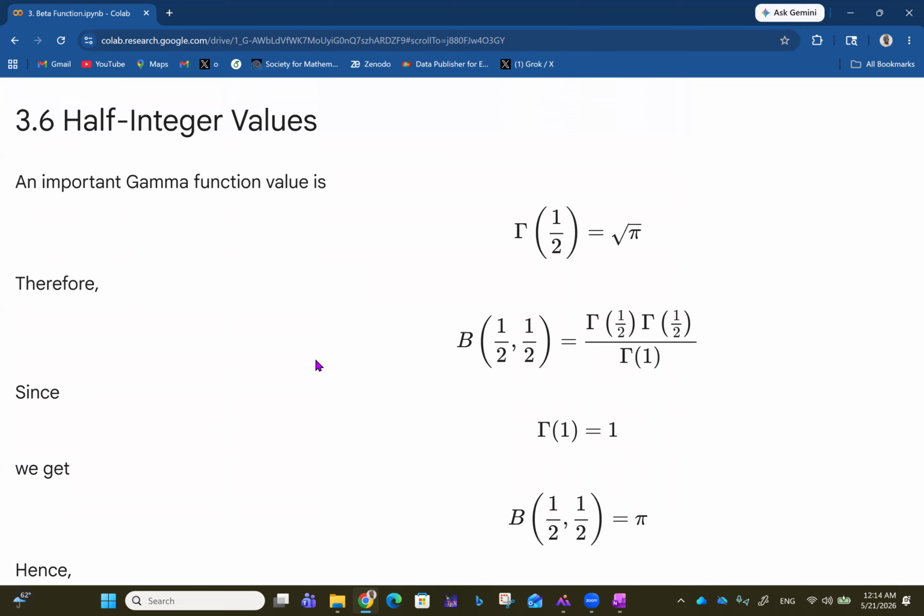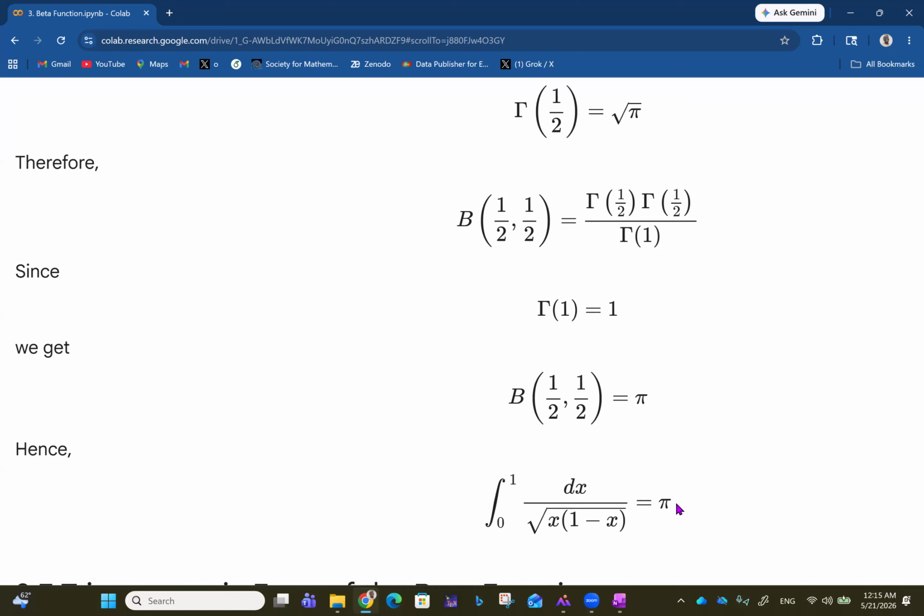An important gamma function value is the fact that gamma 1 over 2 is root pi. We established that in the last video on the gamma function. So therefore, beta 1 over 2 comma 1 over 2 will have to be gamma half times gamma half all over gamma half plus half, which is gamma 1. We know that gamma 1 is 1 already. Gamma half is square root of pi. So we have square root of pi times square root of pi, which is square root of pi squared, which is simply pi, all over gamma 1, which is 1. So beta half comma half is simply pi right there.